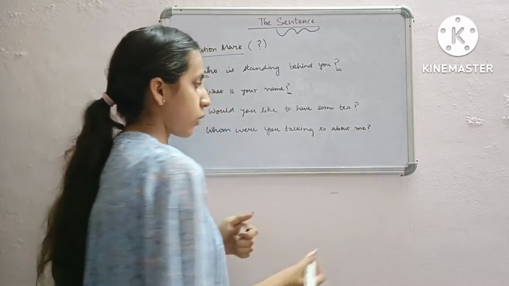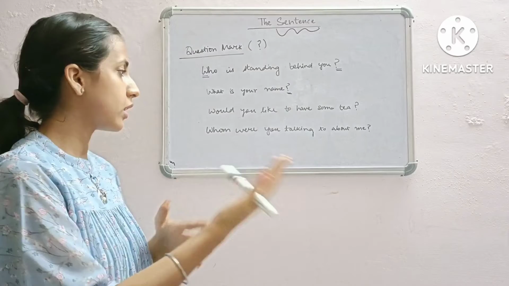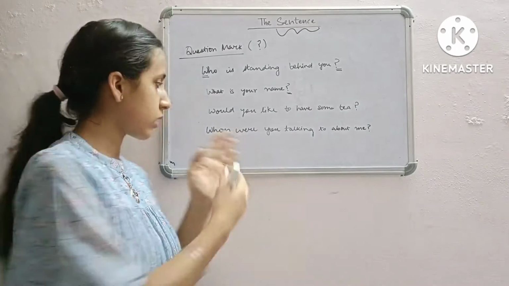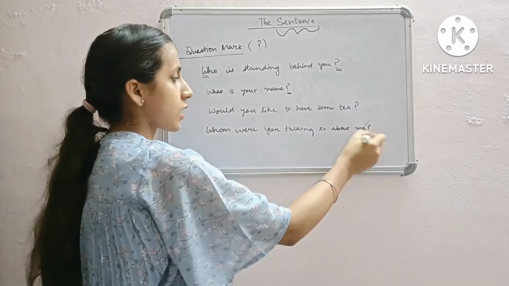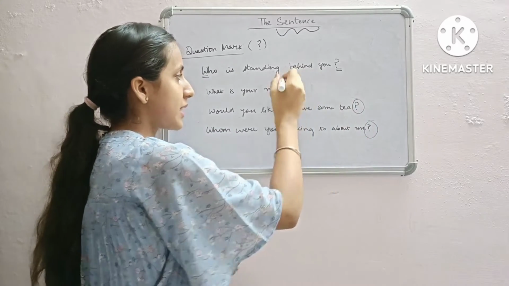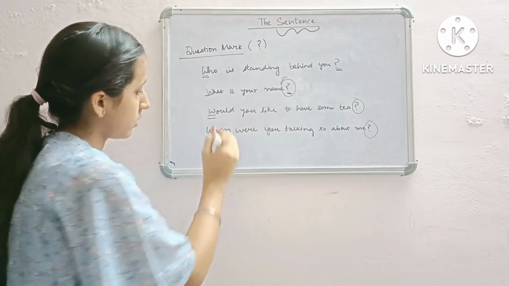Like you were asking a person that you were talking about me to somebody. So can you tell me who was that person? So you're asking, like, whom were you talking to about me? Same way, it's the question mark that completes the sentence here, and it's the first letter that's capital.